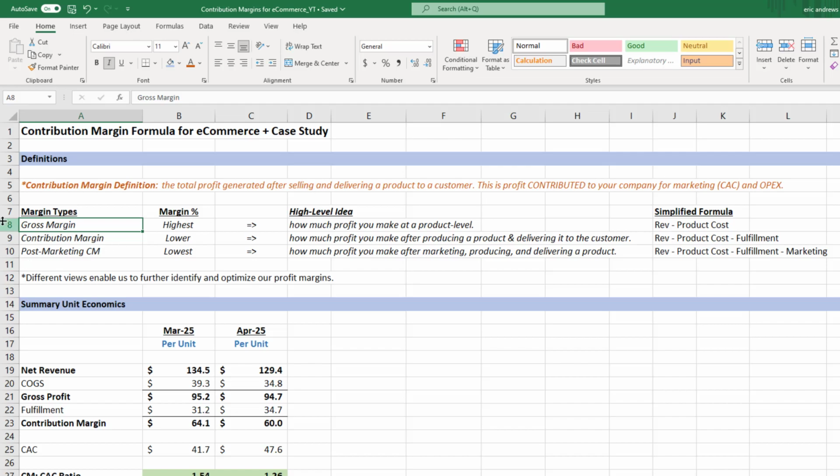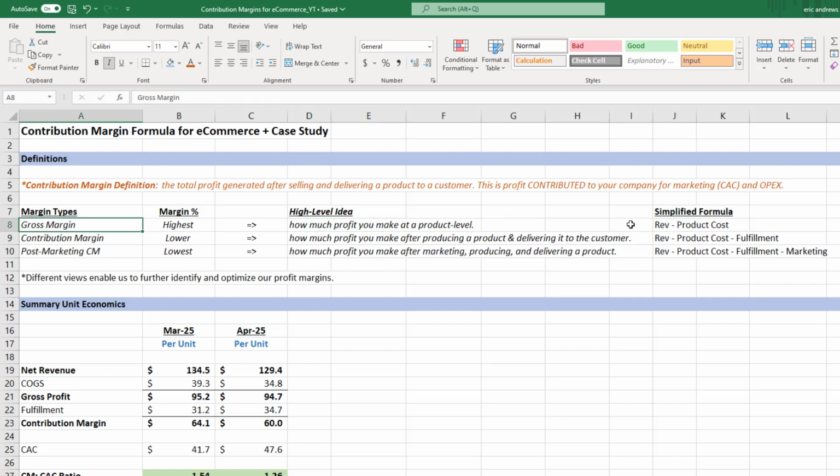So the first type of margin is gross margin. The percent of revenue in this case will be the highest. And this is just the idea of how much profit you make at the product level. So you take your revenue and you basically subtract your product cost. Now, it's more nuanced than that, and we're about to jump in on this case study. But it's the idea that if you sell a product for, let's say, $100 and it costs you $20 to make it and get it to your warehouse, well, your gross margin is about 80%.